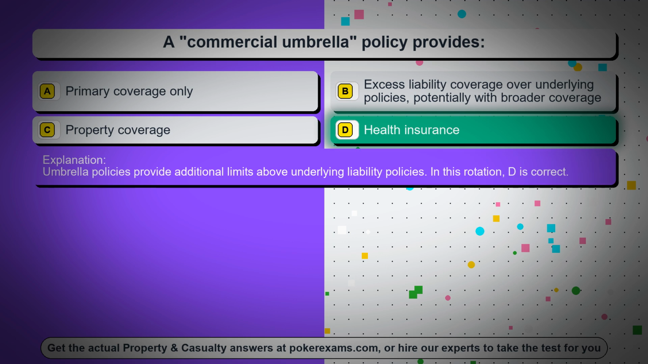Umbrella policies provide additional limits above underlying liability policies. In this rotation, D is correct.